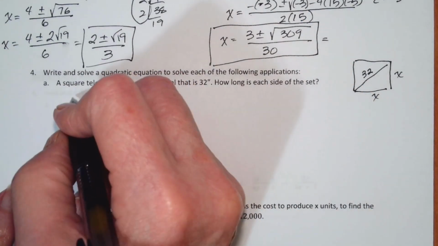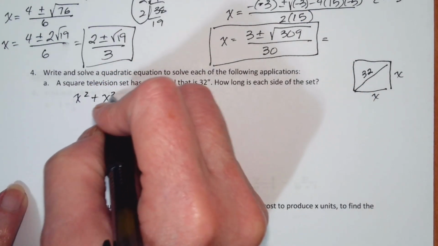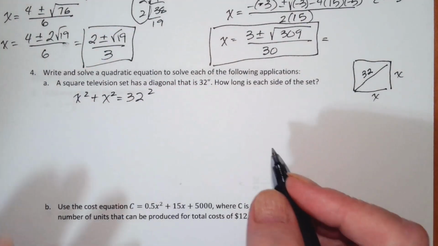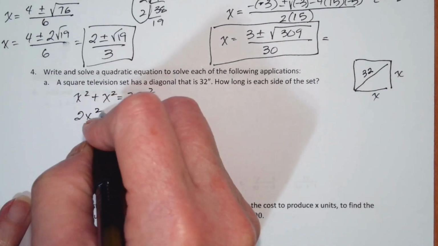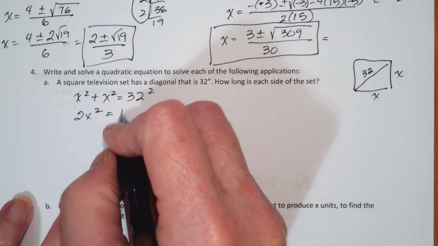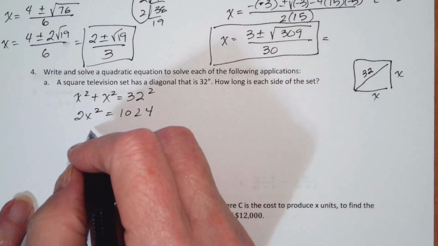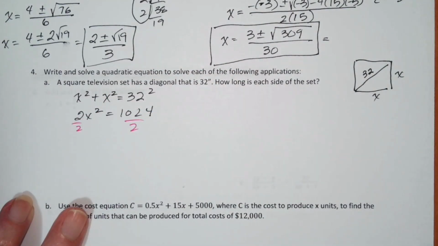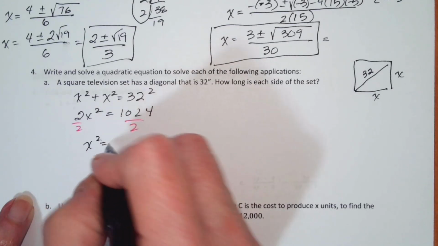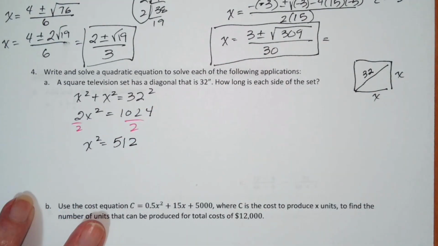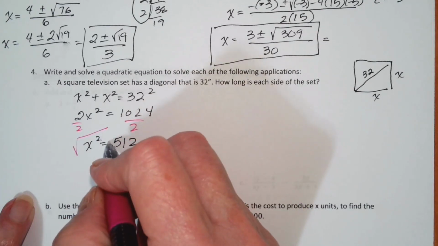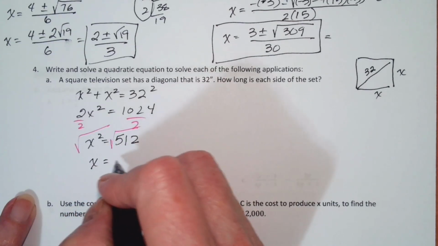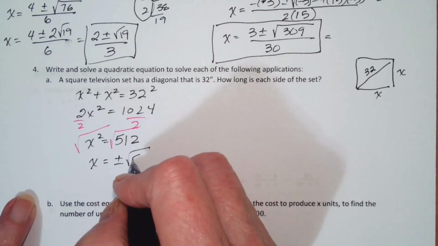Okay, so I know that x squared plus x squared is equal to 32 squared. So this gives me 2x squared is equal to 1024. Divide by 2. I get that x squared is equal to 512. Take the square root of both sides, and I get that x is positive or negative square root of 512.